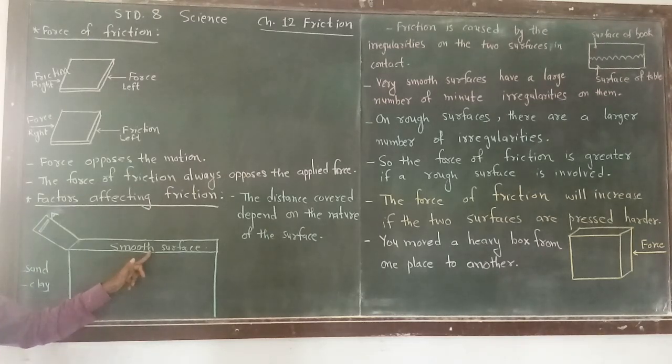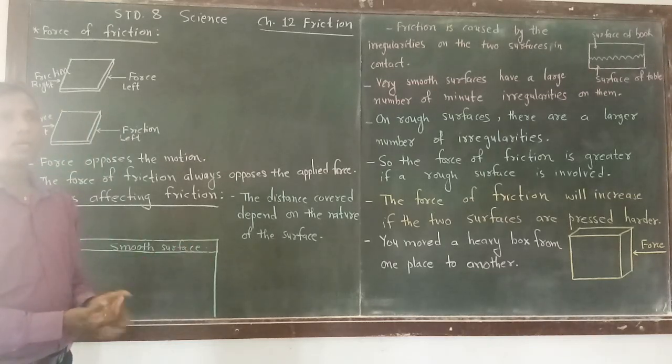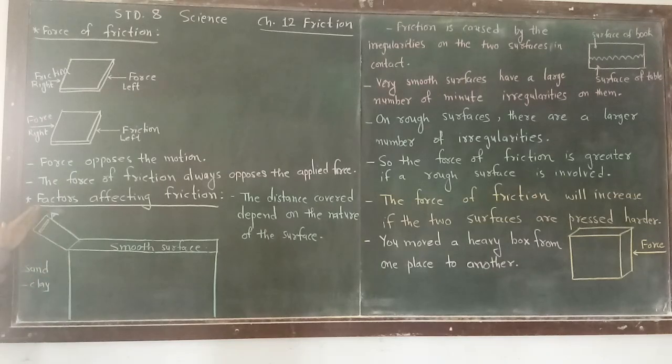Now remove this smooth surface and cover the table with a rough surface like a cotton cloth. Repeat the same activity. Roll the pencil down from point A. Obviously, it covers less distance compared to the smooth surface.